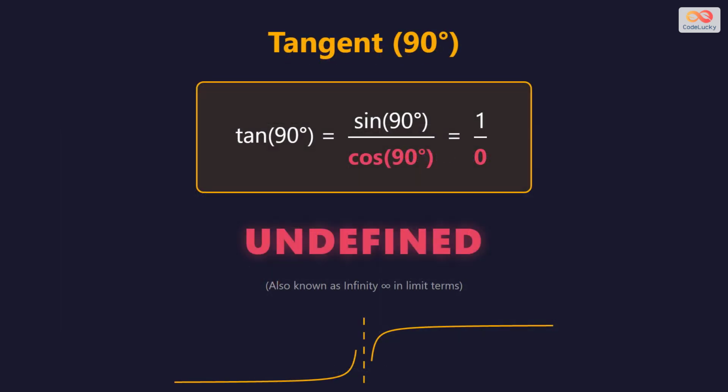This brings us to an interesting case, tangent of 90 degrees. If we try to divide sine by cosine, we get 1 divided by 0. In mathematics, division by 0 is undefined. Therefore, the tangent of 90 degrees is undefined. If you look at a graph, the curve shoots up towards infinity.